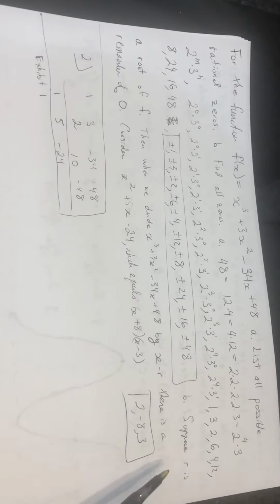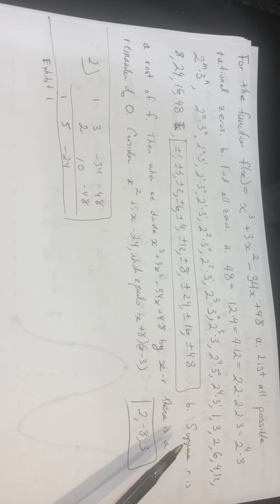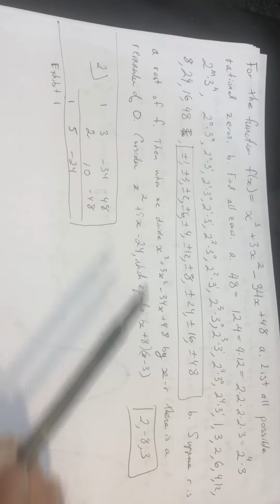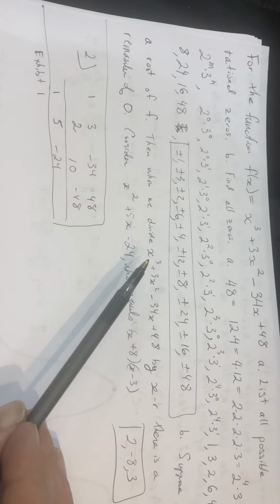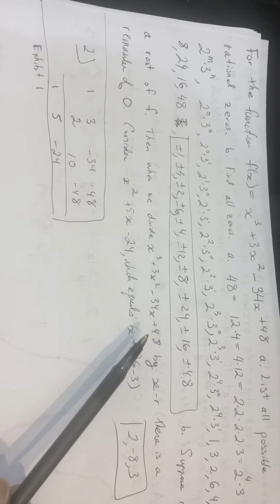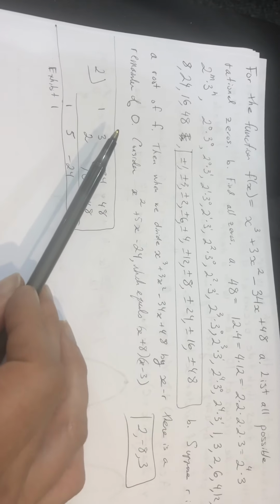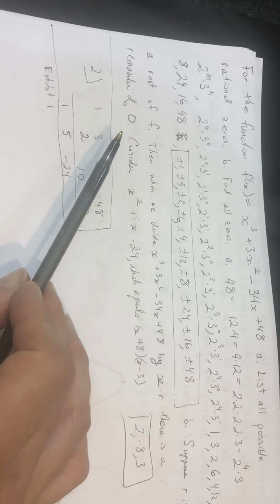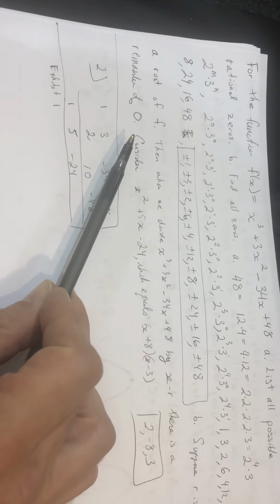Okay, so suppose R is a root. That just means a zero. Suppose R is a zero of F. Then when we divide x cubed plus 3x squared minus 34x plus 48 by x minus r, there is a remainder of 0. Try to understand that, maybe stop the video. Understanding is more important than memorizing.